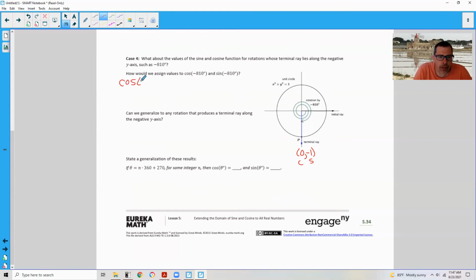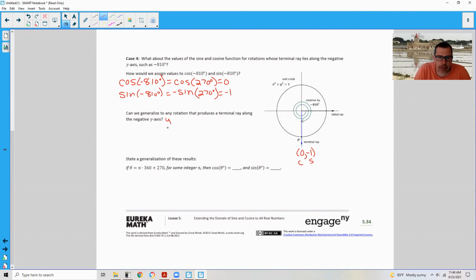We would say, well, the cosine of negative 810 degrees equals the cosine of, and here we could either say 270 degrees, or we could say negative 90 degrees, but I'll say the positive 270 degrees, and that is going to equal 0. Okay, and now doing sine, we would say, well, the sine of negative 810 degrees equals the negative sine, because sine is negative in quadrants 3 and 4, and we're on the y-axis, which is between 3 and 4, so everything in between is also going to be negative. And so negative sine of 270 degrees is going to give us negative 1.